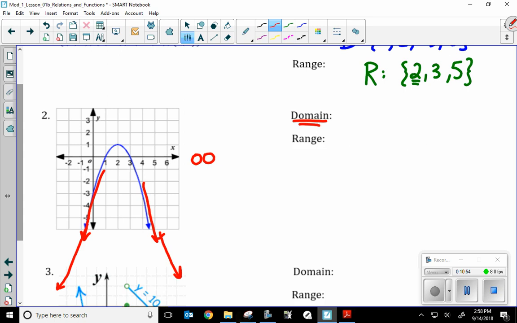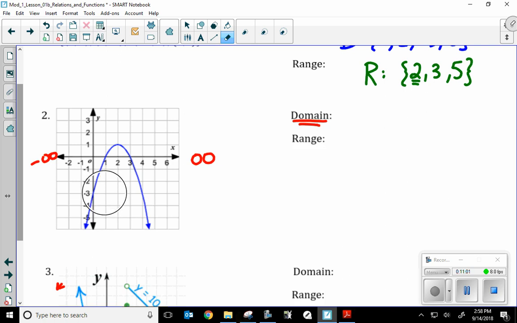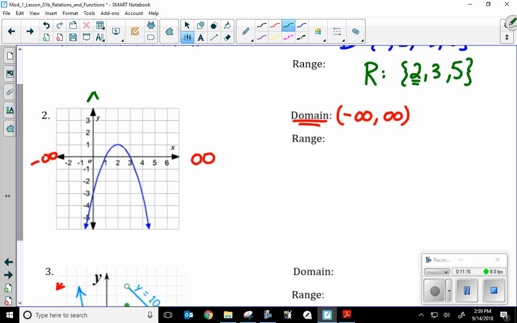This is going to the right forever. So it covers from negative infinity to positive infinity on the x. It opens up forever. So the domain is from negative infinity to positive infinity. All right? Now, range is different. Range is my y values. My y values are what goes up and down, correct?